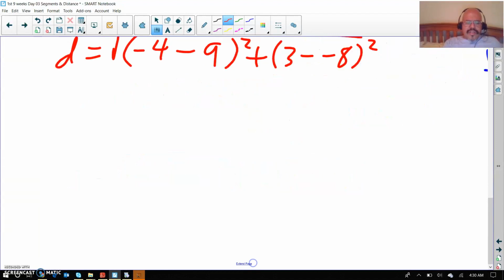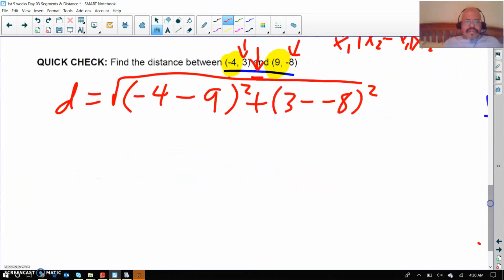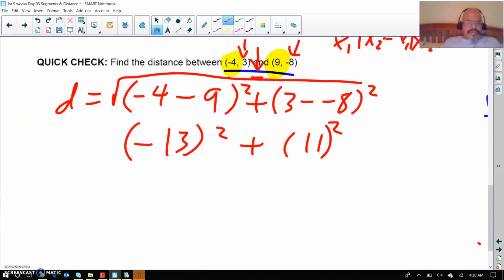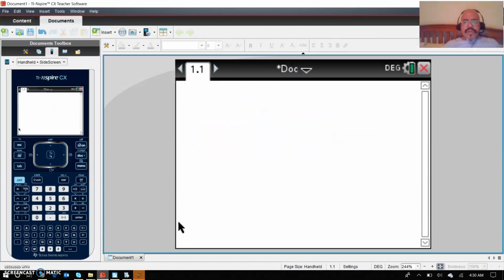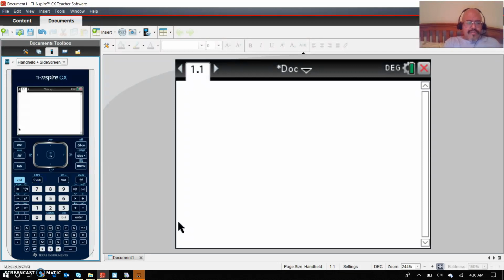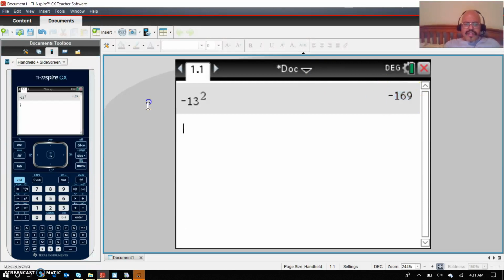So let me see. -4 minus 9 is going to be -13 squared plus 3 minus -8. That's going to turn into just a positive 11 squared. Okay. I know that you guys are using calculators, so here's one of the calculators, but be very careful. Calculators are really stupid, and if you don't do things exactly, they'll bite you. So first things first, some students are going to take -13 and then square it, just like that, and they'll say, oh, I got 169. So my answer is 169.